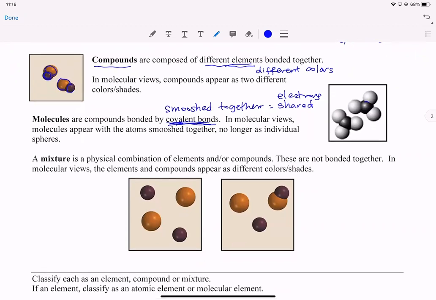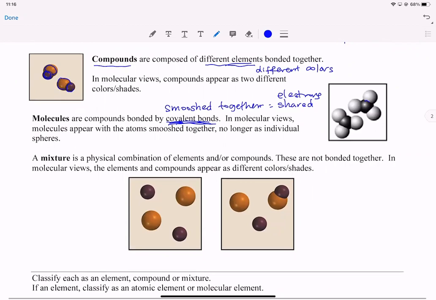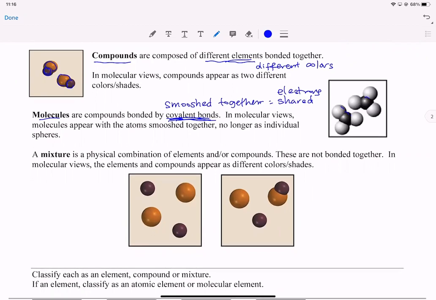We'll also talk about ionic bonds where the atoms are not smushed together, but these are all showing atoms smushed together. So these are molecules. Now, when you have the different colors, so this is one where you have white atoms bonded together with this black, this is a molecule.